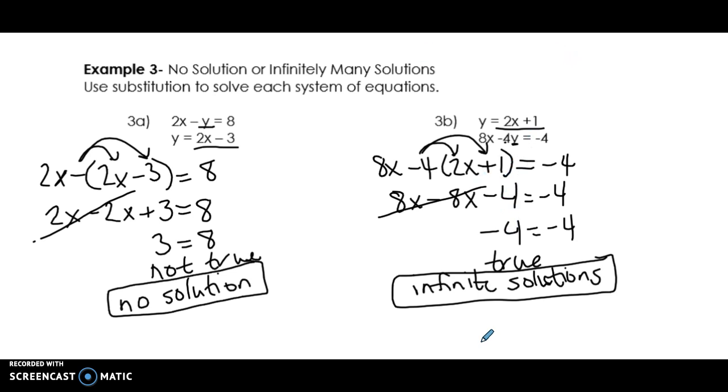These lines would be not parallel, they would line up with themselves on the graph, like we learned in section 6.1. These on 3A, when it's no solution, that would mean that those lines would be parallel. And we'll talk about that more in class, but just to get you thinking about what these look like graphically. So parallel, lined up with itself.